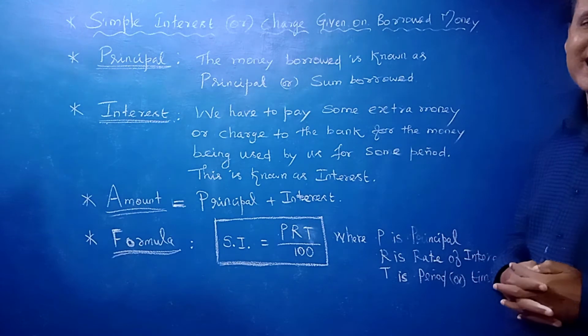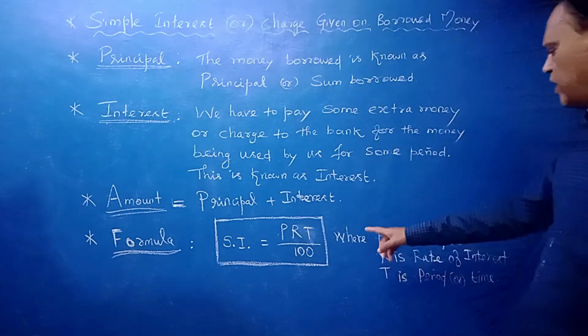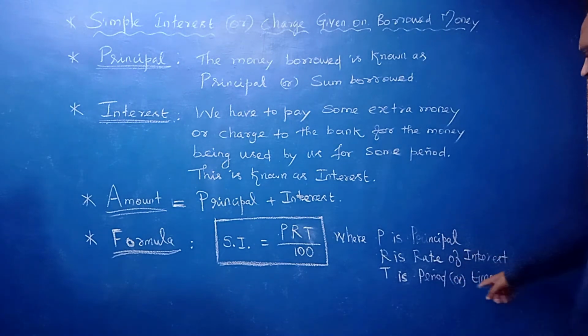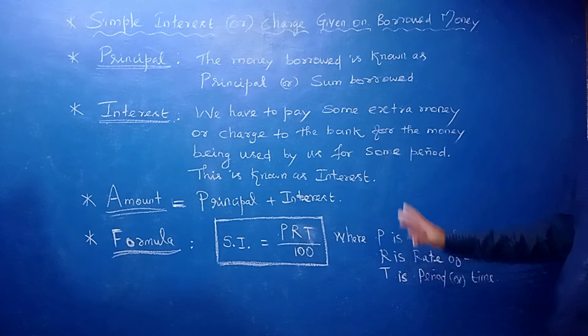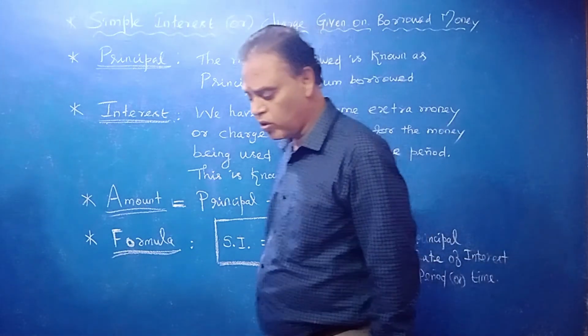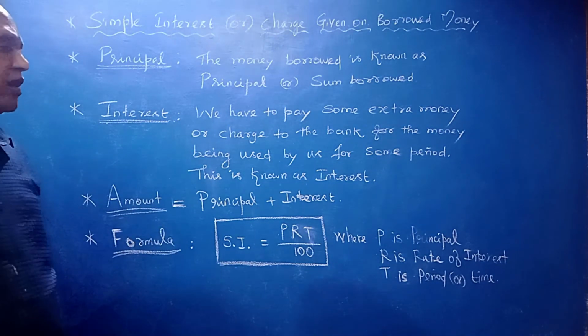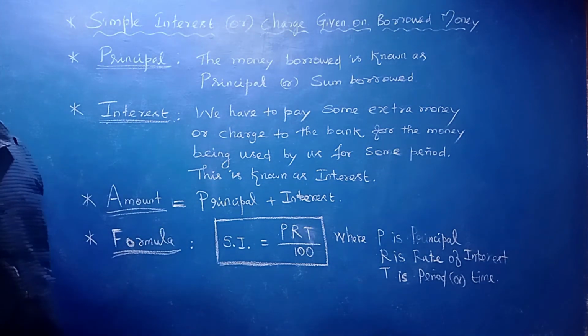So the formula for calculating simple interest is PRT by 100. What is P? Principal. What is R? Rate of interest. What is T? Period of time. So this concept is very important for calculating simple interest. For interest, this concept and formula are very important, so prepare thoroughly.